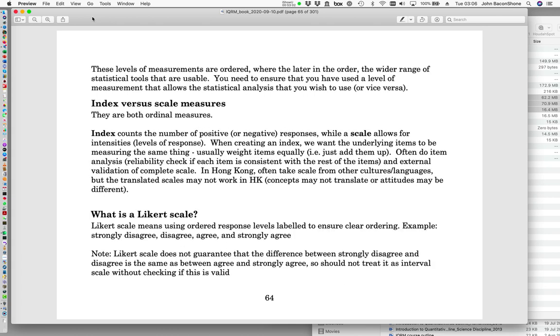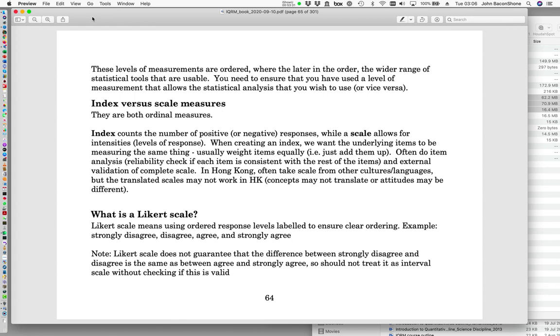So these levels of measurement are ordered. The higher we are in that ordering, the wider the range of statistical tools that are usable. So if you want to do statistical analysis or models, you need to make sure that your measurement tools are high enough up on that ordering that you're going to be able to fit the sorts of models you want to try and understand what's going on.